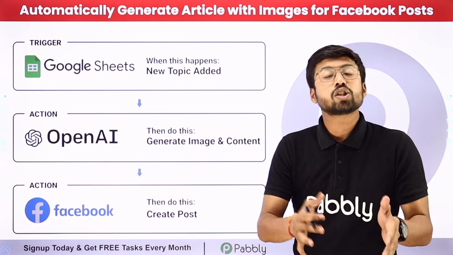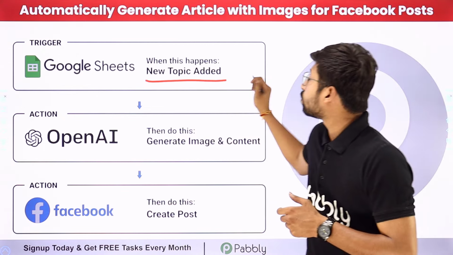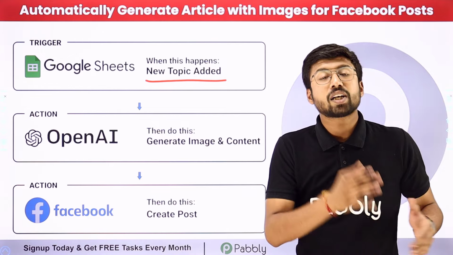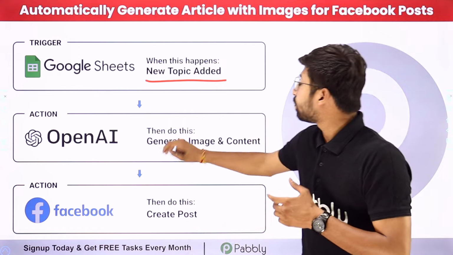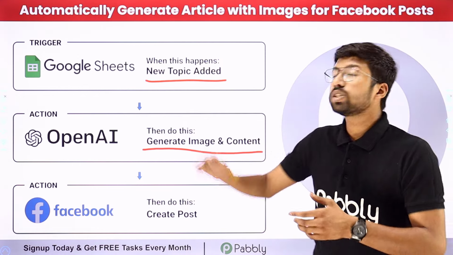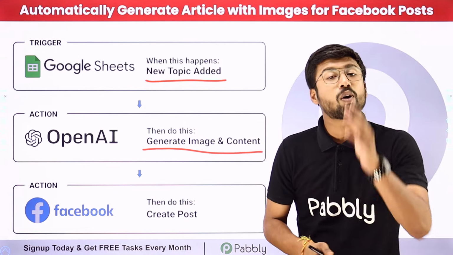Using this automation, just by adding some details of the post in our Google spreadsheet, like the topic of the article or the post, the image prompt and the date and time, you can automatically generate the post content or images using OpenAI or any other AI platform of your choice.